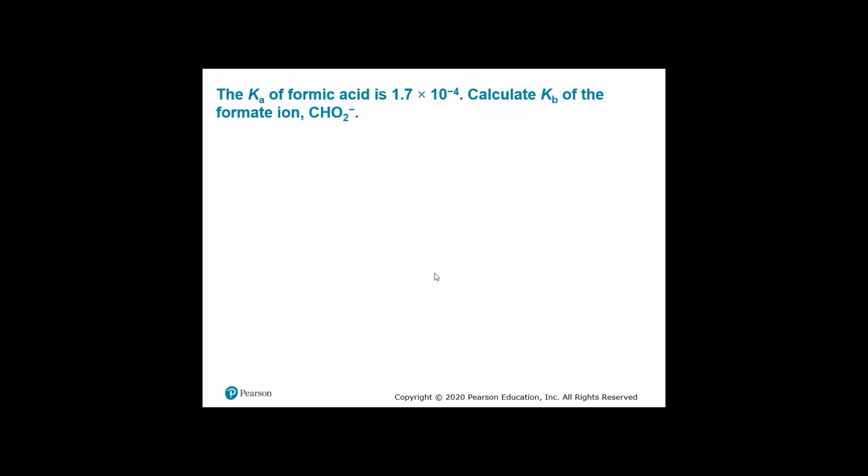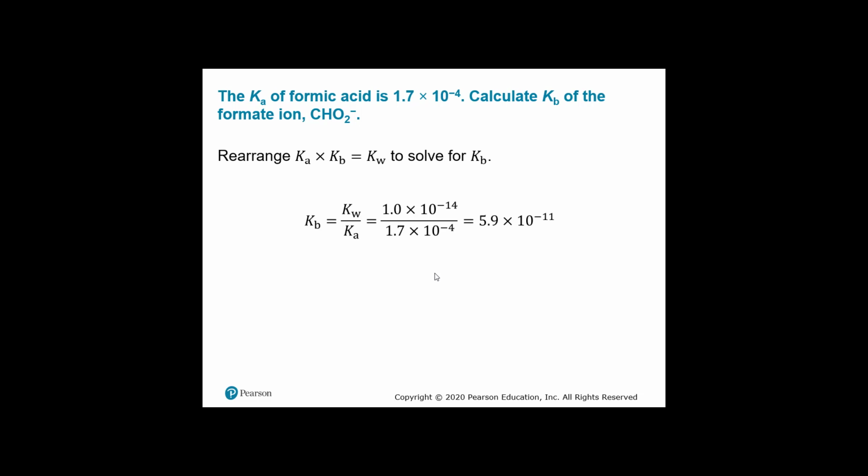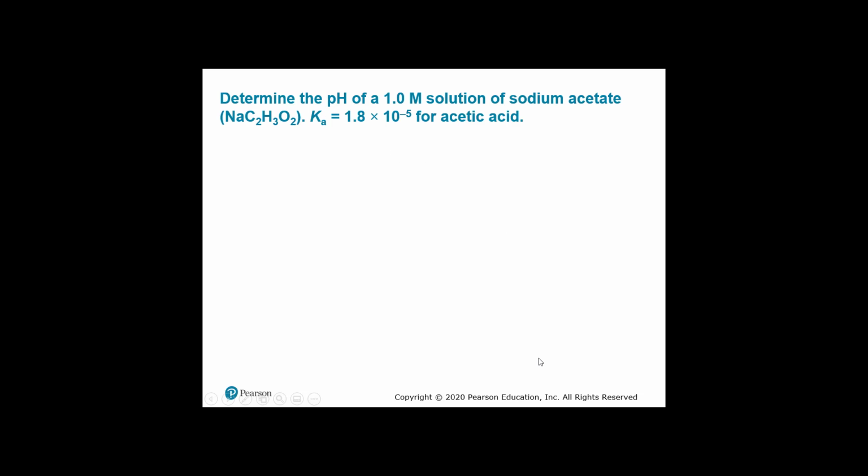Okay, so the Ka of formic acid is 1.7 times 10 to the negative 4. Calculate Kb of the formate ion. So this is where we're going to use the Kw, because we remember these are related to the Kw by multiplying them together. So as long as we keep the constant, we can solve for the other one. So we set it up with the constant and solve for Kb, and we get 5.9 times 10 to the negative 11. And you can see as one is higher, the other has got to be weaker.